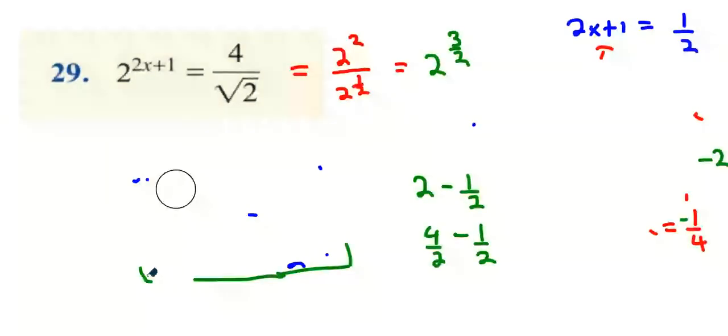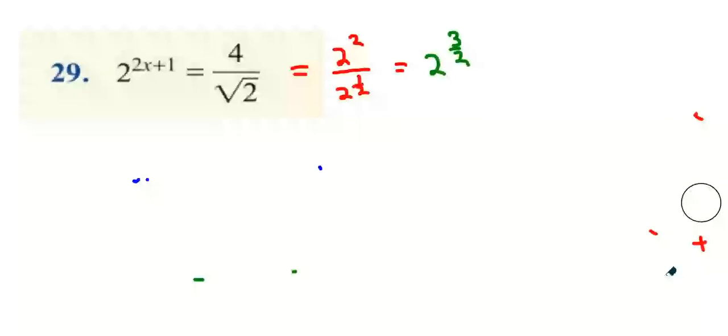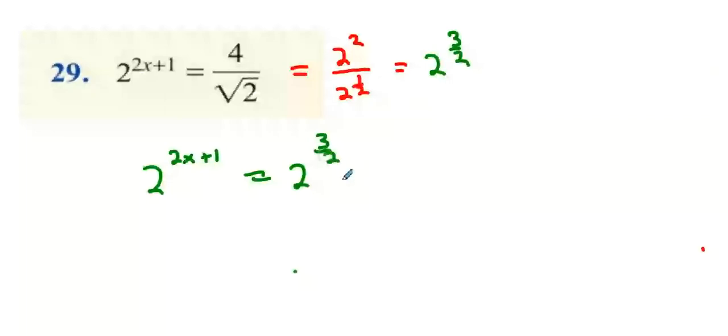Now question 29. The first thing we're going to do with question 29 is change 4 into 2 squared. We're going to change root 2 into a half. And then when we do 2 take away a half, we get 3 over 2. Everybody cool with that? Then we put the power 2 to the power 2x plus 1 equals 2 to the power 3 over 2.